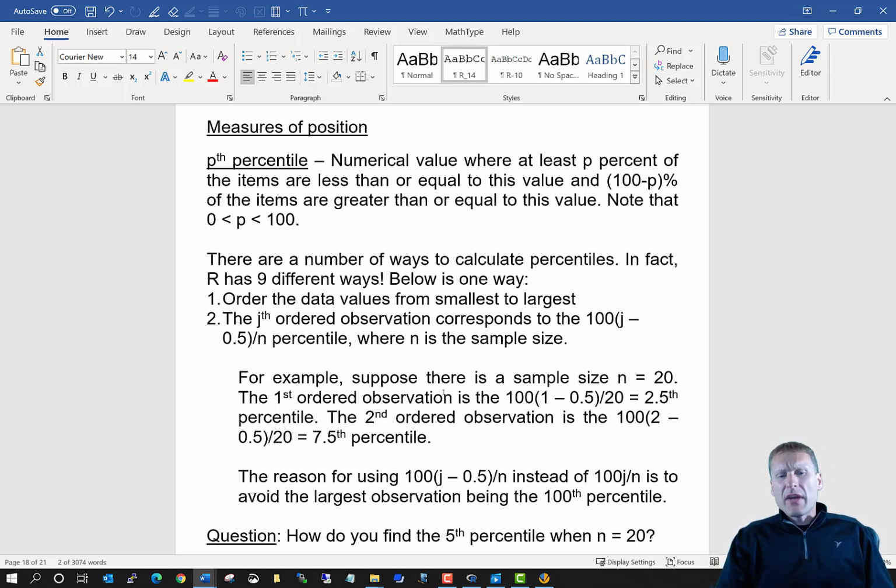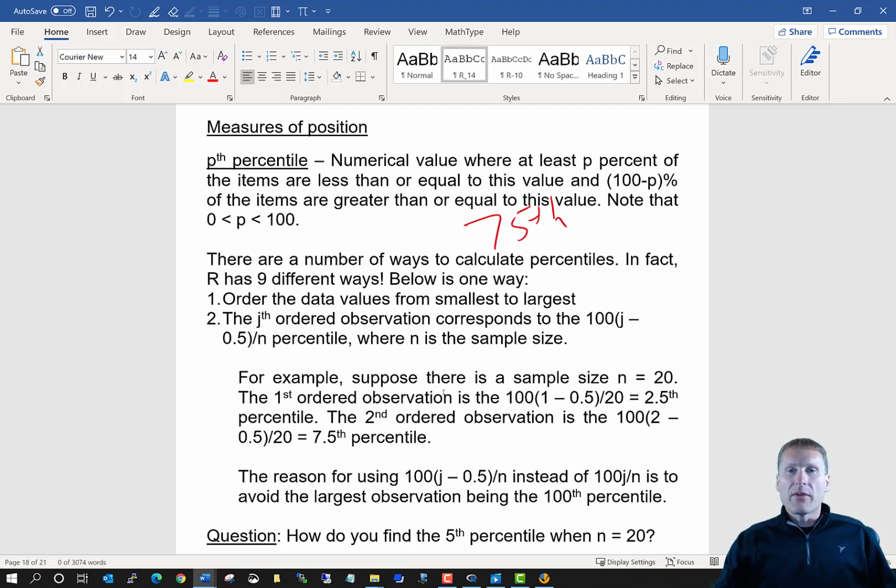So for example, the pth percentile is the numerical value where at least p percent of the items are less than or equal to this value, and also 100 minus p percent of the items are greater than this value. So for example, maybe I might have a 75th percentile. That means 75% or lower, 25% or higher.